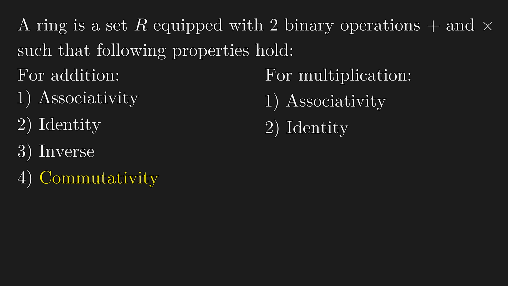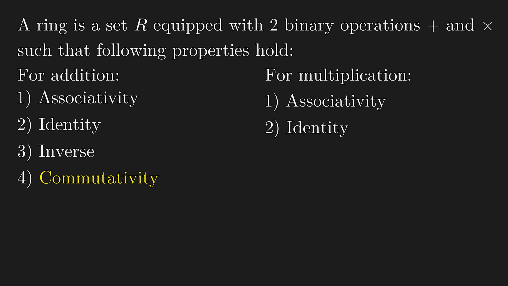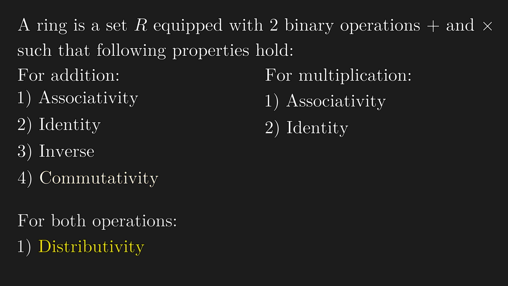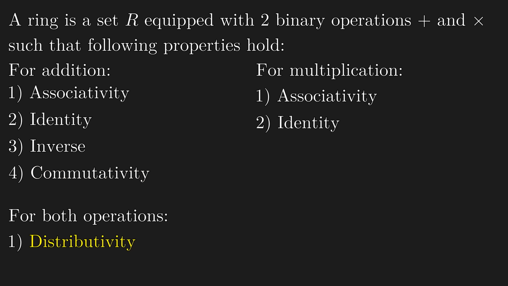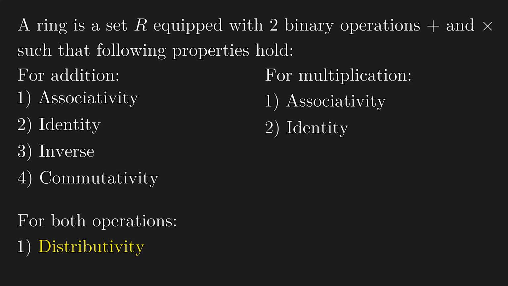The next property is the commutativity of addition, which means take any a and b in R, then a plus b is equal to b plus a. And in case the commutativity does hold for multiplication as well, then we say that the ring is a commutative ring. And finally, there is one last property called the distributive property, which holds for both operations. Take any a, b, and c in R, the left multiplication splits over the addition, and similarly it holds for the right multiplication. And this concludes the definition of a ring.